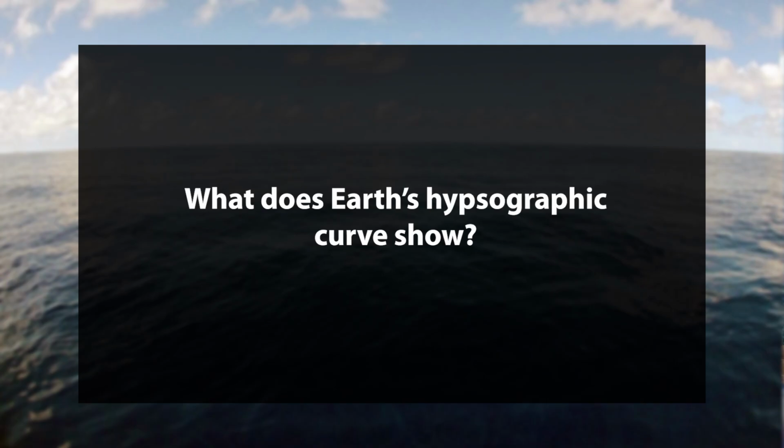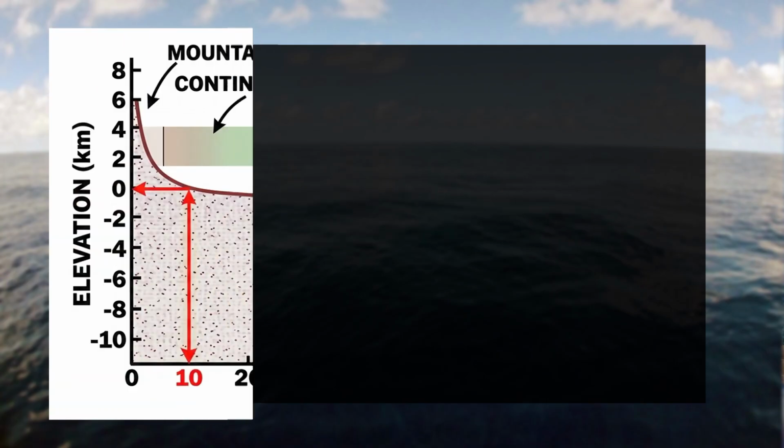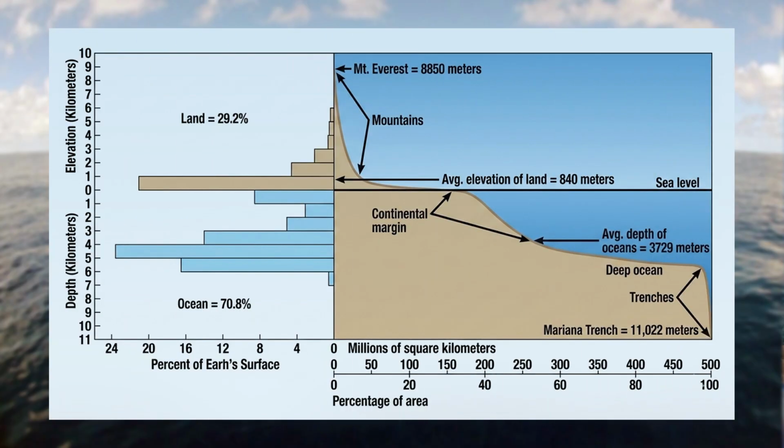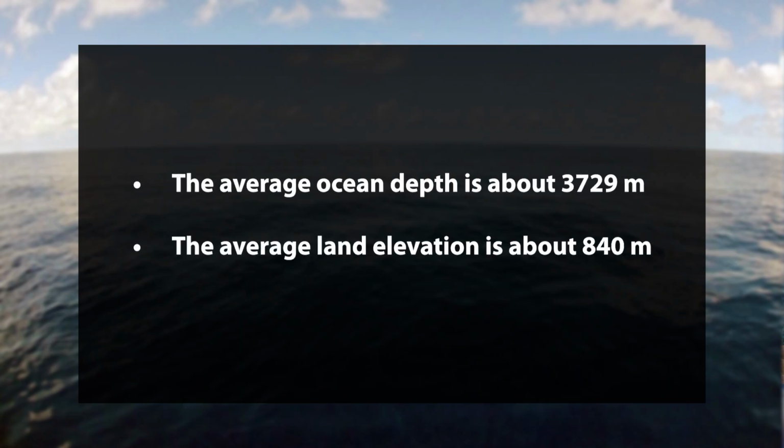What does the Earth's hypsographic curve show? A hypsographic curve shows how Earth's surface area is distributed with height on land and depth in the oceans. From the hypsographic curve, we learn more than 70% of Earth's surface is covered by oceans. The average ocean depth is around 3,729 meters. The average land elevation is about 840 meters.